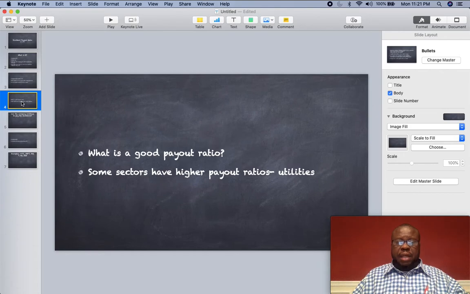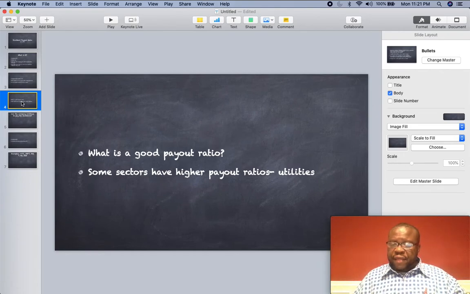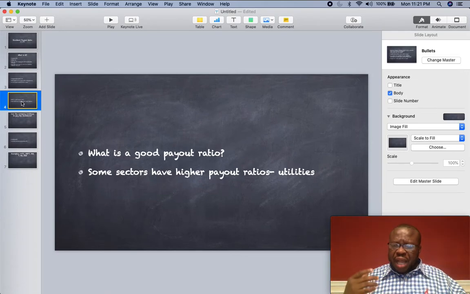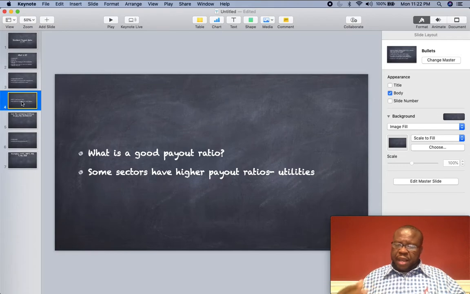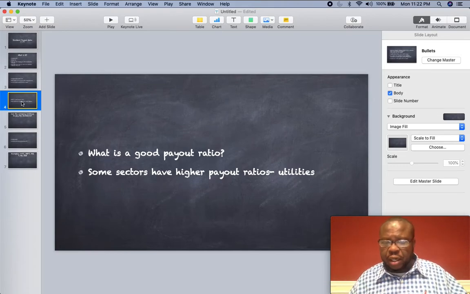Let me add that there are some sectors that have a higher payout ratio than others. And what I'm thinking of is utilities. The utility sector, companies such as Con Edison, Southern Company, Duke, Dominion Energy, they have a higher payout ratio because they're capital intensive, right? They need a lot of capital expenditure to run their business, all the generators and raw materials and so on. So having an 80, 85% payout ratio in a utility company is not unusual.